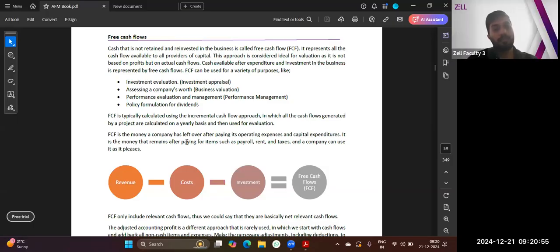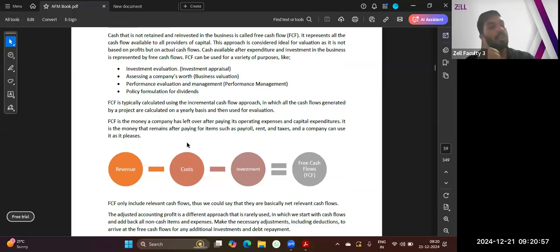Now, free cash flows are used for your investment evaluation, assessing the company's net worth, assessing the valuation of the company when you're doing mergers and acquisitions. You can use it for your policy formulation. Correct? Why do you think we are using free cash flows to decide what is the level of dividends I need to pay and not the net profit? Why do we use free cash flow as a metric to decide how much dividend to pay rather than going for net profit? Anyone?